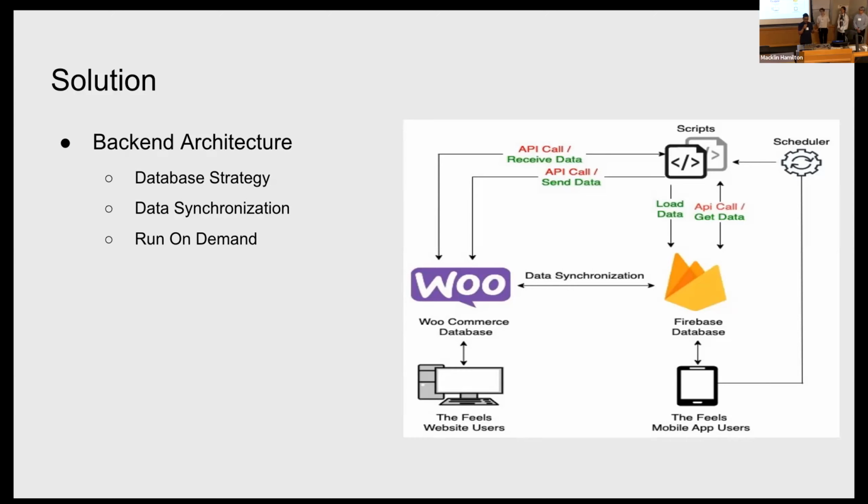And finally, to complete our backend solution, the next team will be responsible for scheduling the scripts so that the mobile app is consistently updated with the latest data from the WooCommerce database. And they will also be responsible for writing a second set of scripts to enable bi-directional data flow.